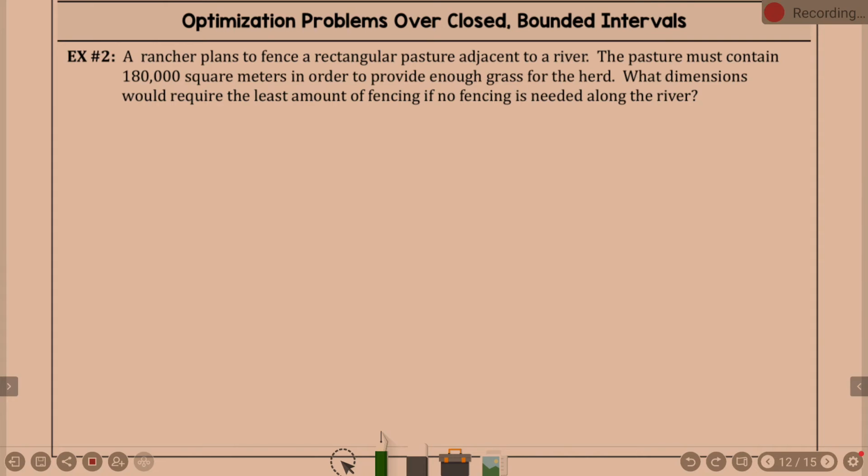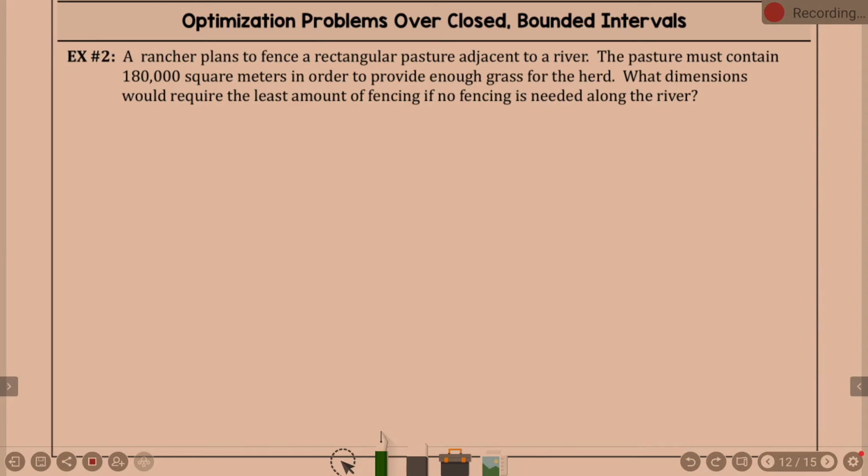A rancher plans to fence a rectangular pasture adjacent to a river. The pasture must contain 180,000 square meters in order to provide enough grass for the herd. What dimensions would require the least amount of fencing if no fencing is needed along the river? Okay.